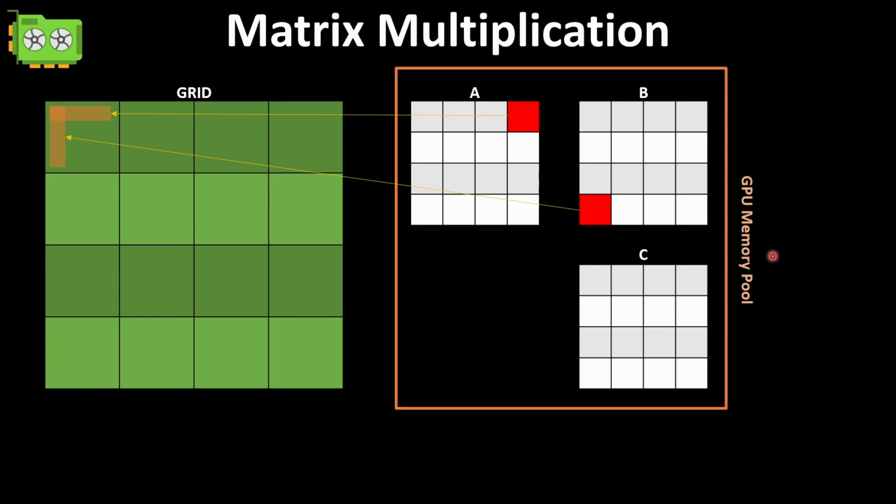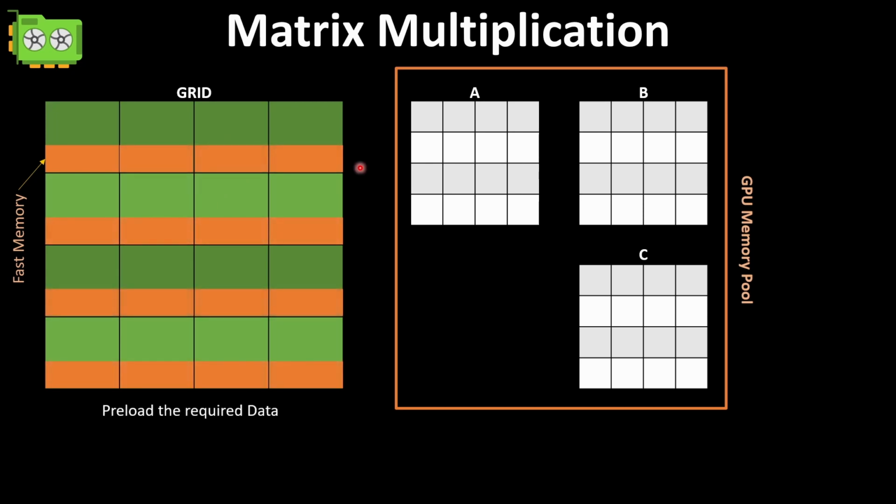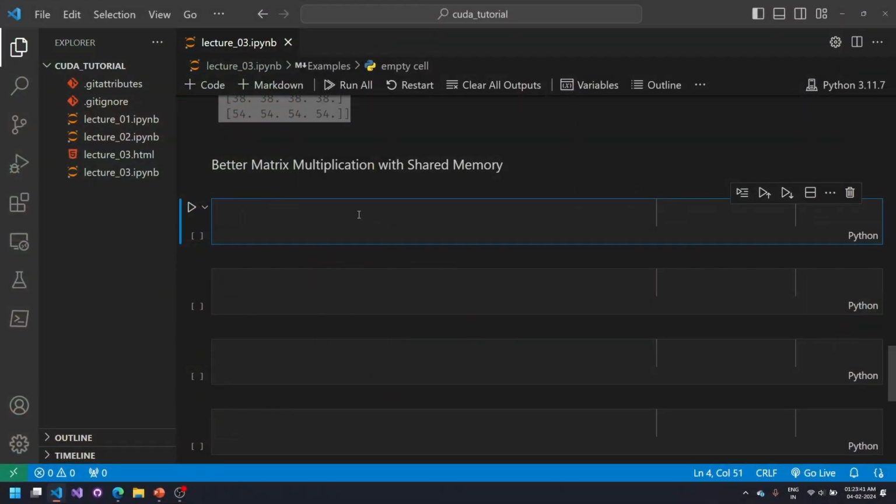So what can we do to improve this? Let's see. There is a portion of memory in the grid itself which is very fast, and this is locally available to the threads. This memory is called shared memory, and this is shared between all the threads in a block. So this shared memory will look something like this. And now we can actually preload the data from A and B and use this shared memory during the for loop, which will be much faster than directly talking to the GPU memory pool. So let's try to implement this shared memory.